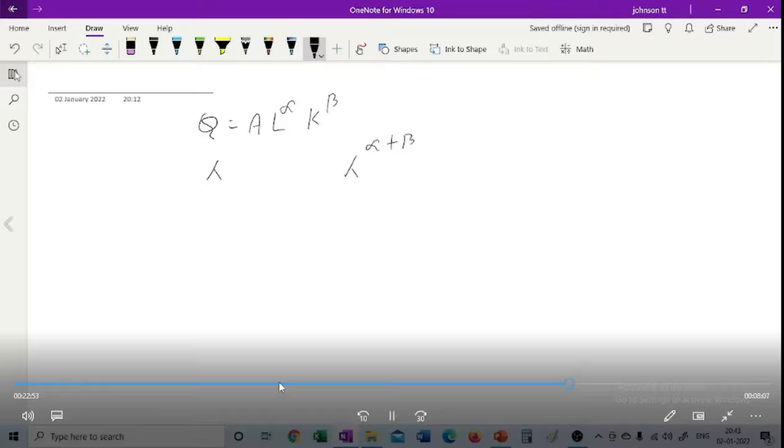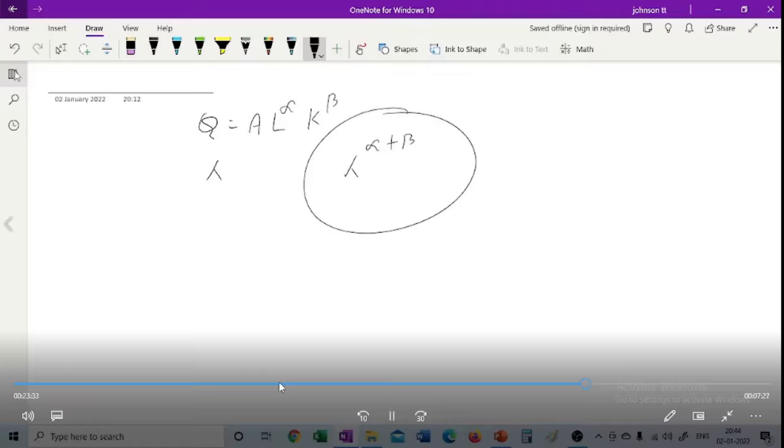So that is why the Cobb-Douglas production function is a homogeneous production function of degree alpha plus beta. So what I said, when labor and capital increase by lambda times, or we are multiplying labor and capital by lambda, the output will increase by lambda raised to alpha plus beta. So we can say the Cobb-Douglas production function is a homogeneous production function.